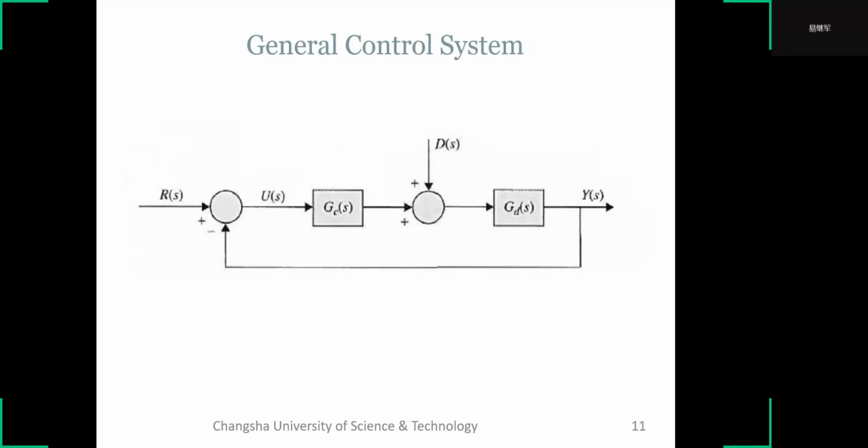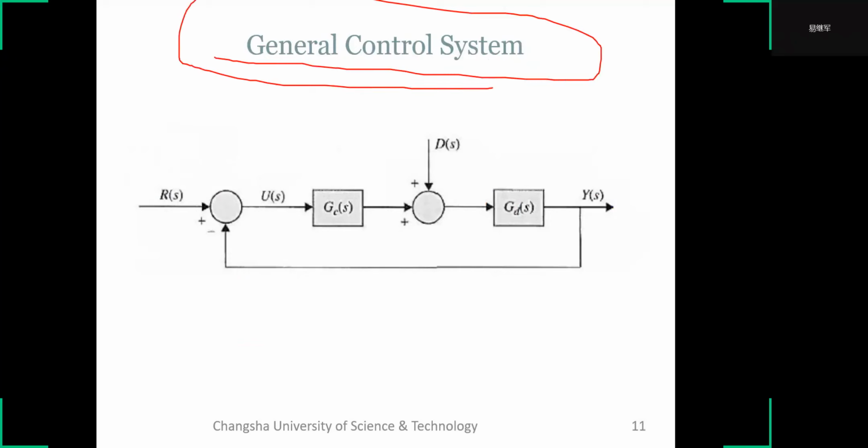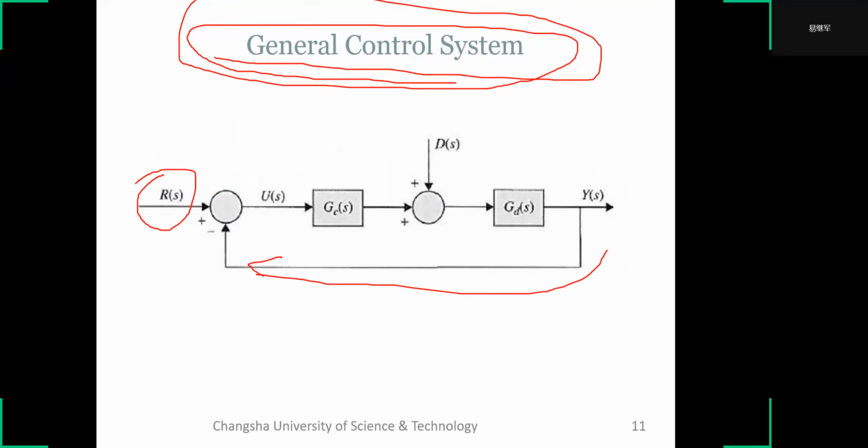This is a general feedback control system. This is a set point. This is a feedback. This is a target for the control. This is an interface. There is some noise from the outside.